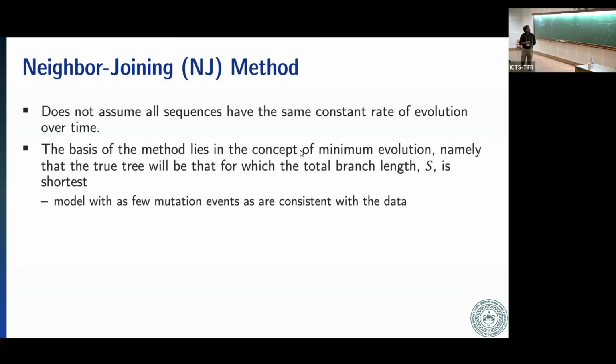And it is also relying on a particular model of evolution, minimum evolution, where the true tree will be the one for which the total branch length is the shortest. So we are actually looking for a more parsimonious model. We are saying that out of all the different possible evolutionary histories, whichever gives us the simplest evolutionary history is the more plausible model.